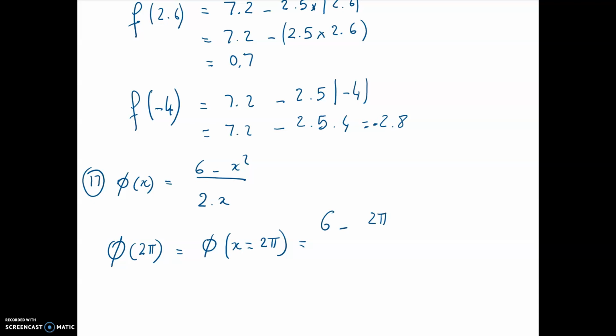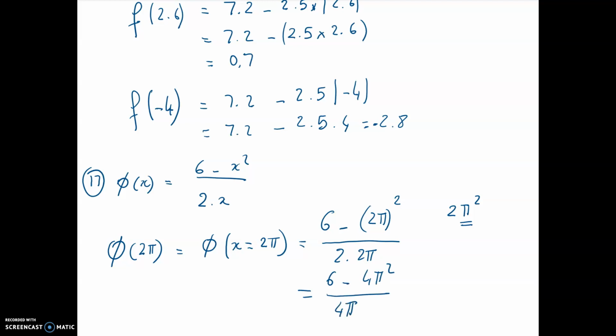Now, we have x squared, so I need to put 2 pi in parentheses, because if I just write 2 pi squared, only the pi will be squared, not the 2. So I must have the whole x, and x is equal to 2 pi. So I must use my parentheses to calculate (2 pi) squared, divided by 2 times 2 pi. That gives me 6 minus 4 pi squared, divided by 4 pi.